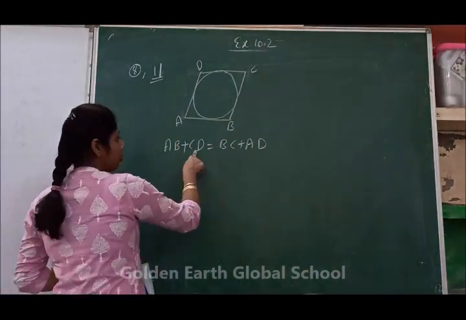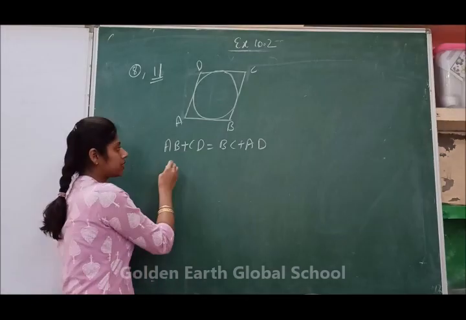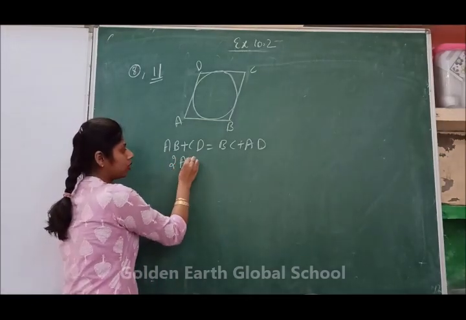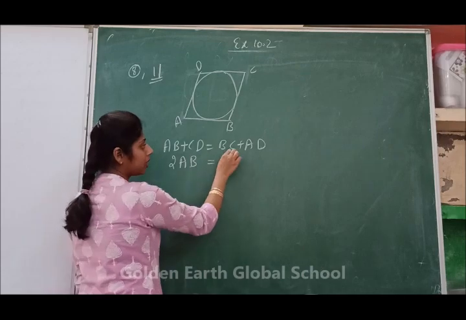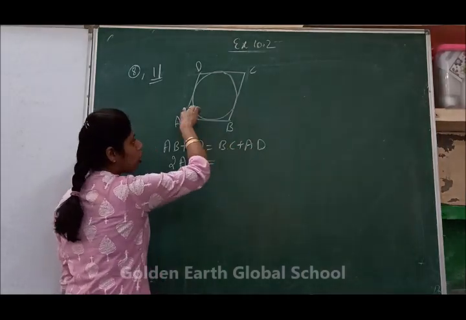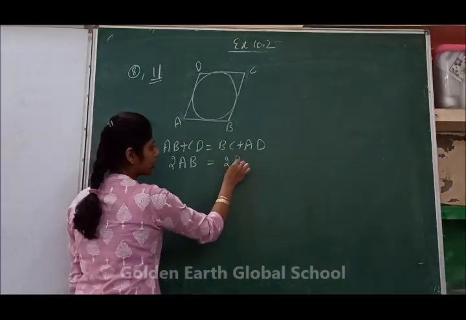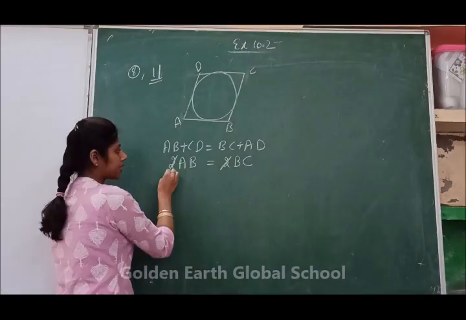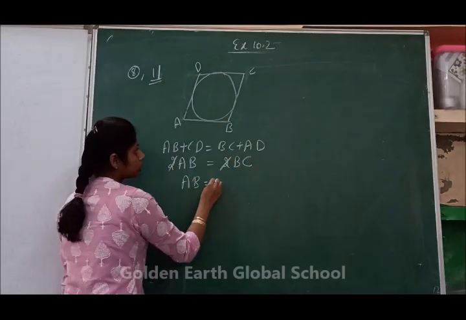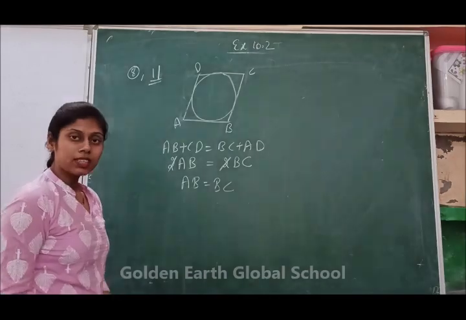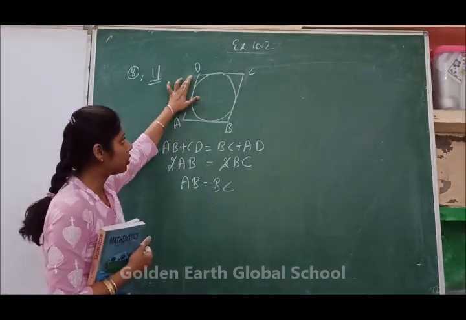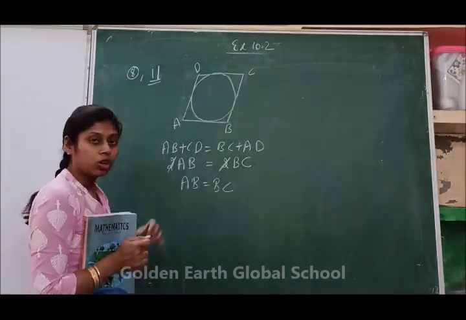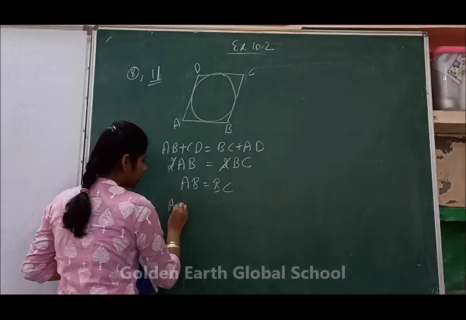So AB equals CD because they are opposite sides of a parallelogram. So I will write 2AB. Similarly, BC and AD are opposite sides, and they are equal, so we can write 2BC. 2 is cancelled. AB is equal to BC. Adjacent sides are equal, opposite sides are equal, so we can say that this is a rhombus. ABCD is a rhombus.